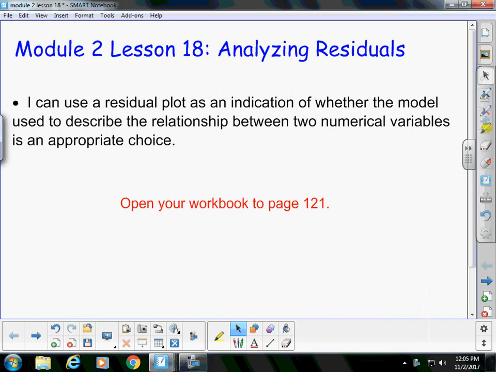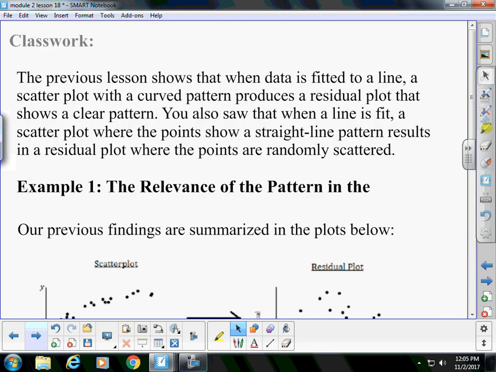If you've not done so, open your book to page 121. The previous lesson shows that when data is fitted to a line, a scatter plot with a curved pattern produces a residual plot that shows a clear pattern. Okay, so curved plots show patterns. You also saw that when a line is fit, a scatter plot where the points show a straight line pattern results in a residual plot where the points are randomly scattered.